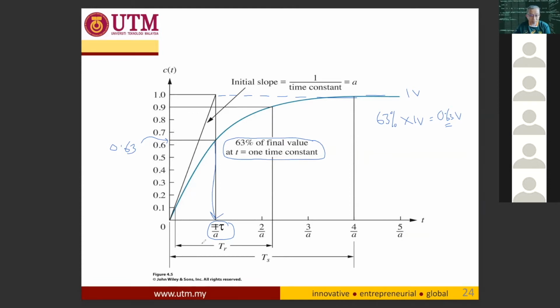Then there is the rising time. The rising time is here, between 90% of the steady state output and 10% of the steady state output. The distance from here to here is known as the rising time, and the settling time is plus minus 2% of the steady state output.